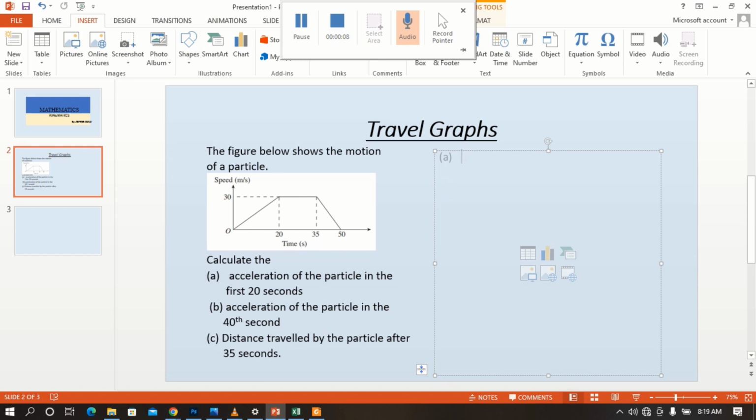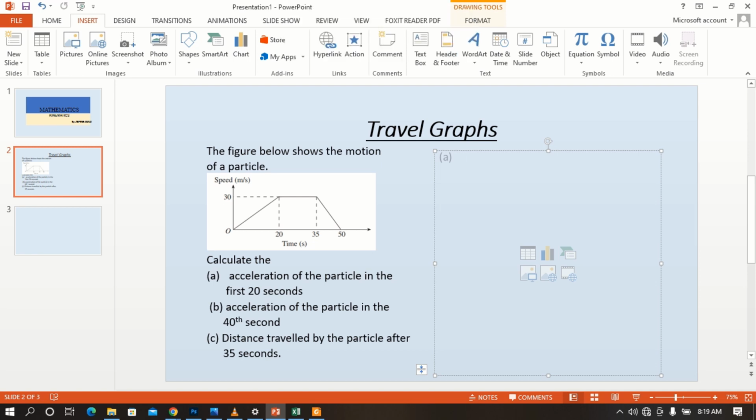Okay, so in this video we're going to look at travel graphs under kinematics mathematics. With me is a question which we're going to focus on. The question says the figure below shows the motion of a particle. The figure is representing the speed time graph.